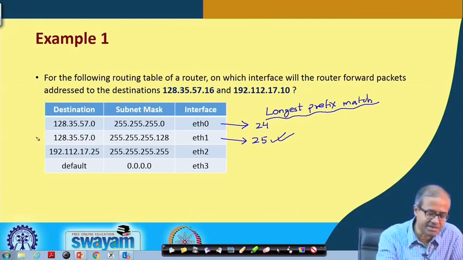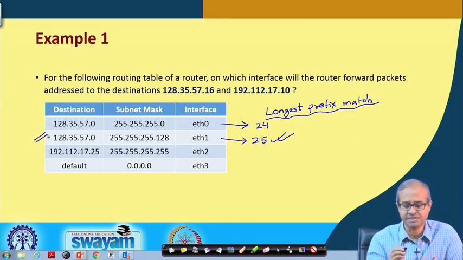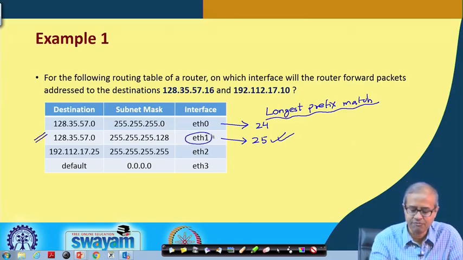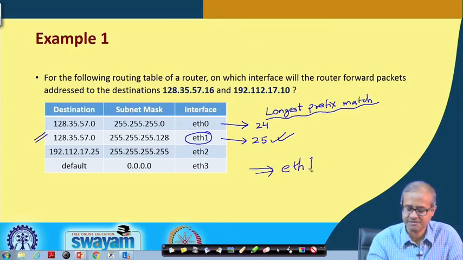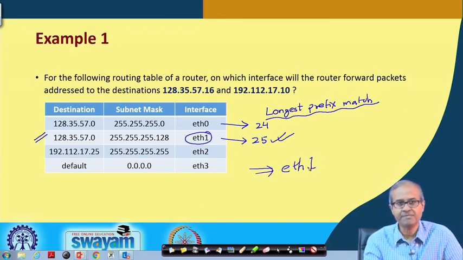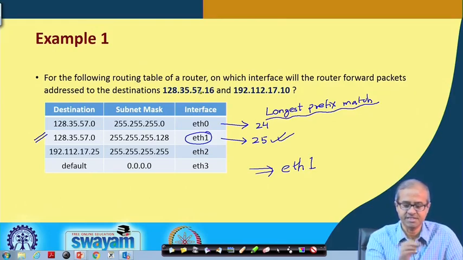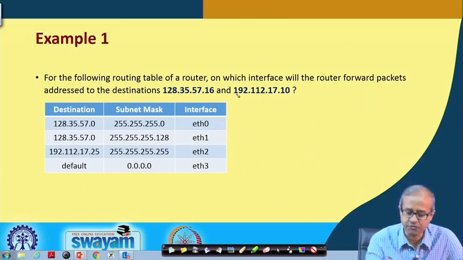So, it will be considered that for the second entry the match is found, and this packet will finally be forwarded to the ETH1 interface, right. So, this is how forwarding will take place for the first one. Let us look at the second one now.